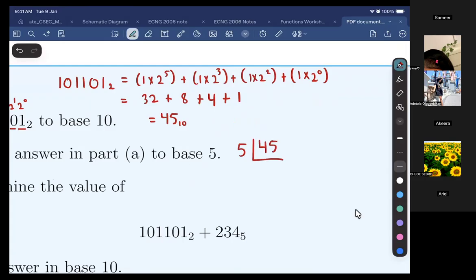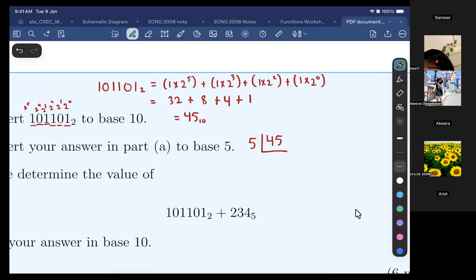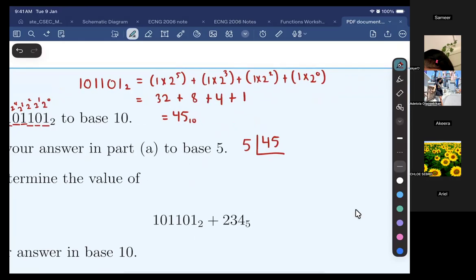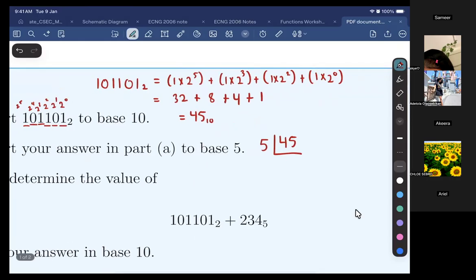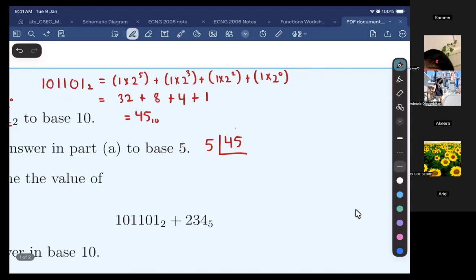So 5 into 45 is 9. Let me just check something quickly. 0, 1, 2, 3, 4, 0, 1, 2, 3, 4, 5. Yeah, that would be 9, right? Do we have any remainder? No, sir. Cool. 5 into 9 is 1, remainder 4.